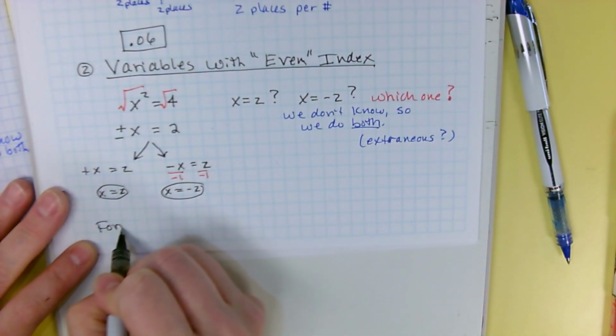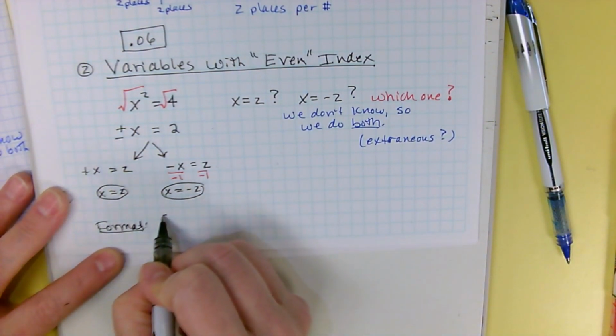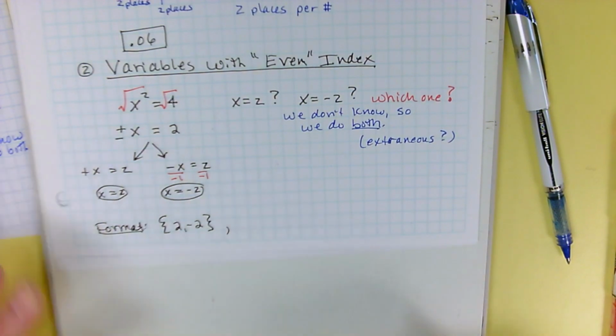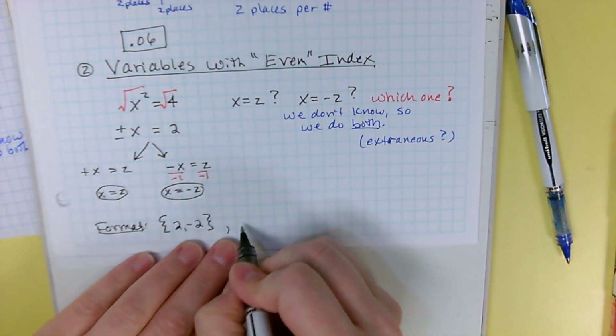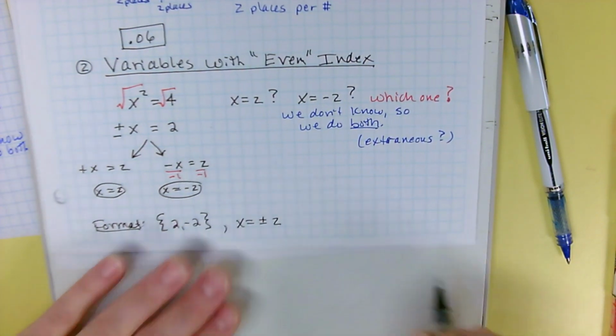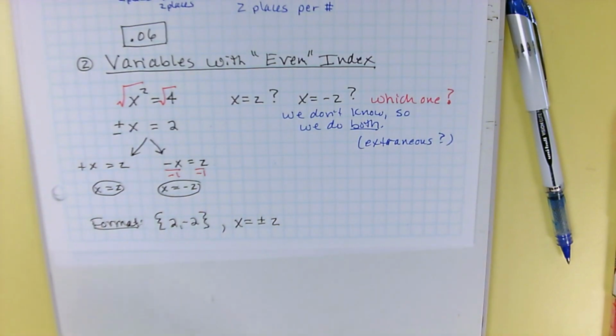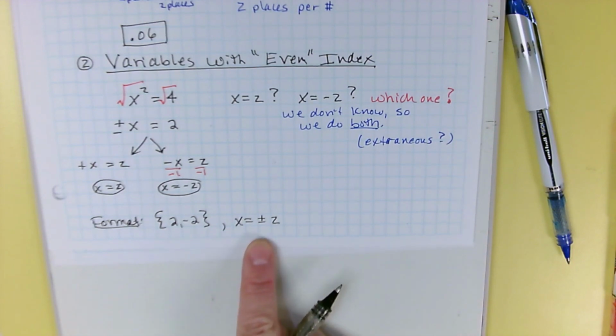For format, you can write your answers in roster notation, 2 and -2. You can write your answers as ±2. That's another way to do it. This is only a dilemma if you have an even index. You get x equals ±2.